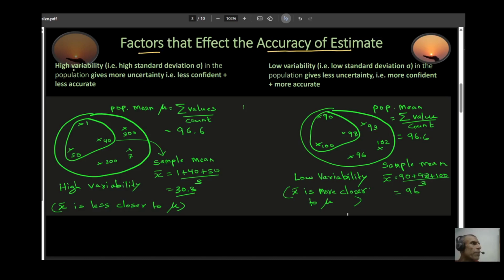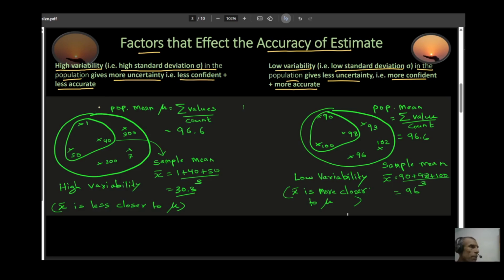Let's look at another factor that affects the accuracy of your estimate. It is the variability of your population. Another word for that is the standard deviation. If you have a high variability, in other words, high standard deviation in the population, this will give more uncertainty. You will be less confident, and your result would be less accurate. If you have a low variability, in other words, low standard deviation in the population, this will give you less uncertainty. In other words, you'll be more confident and your result will be more accurate.